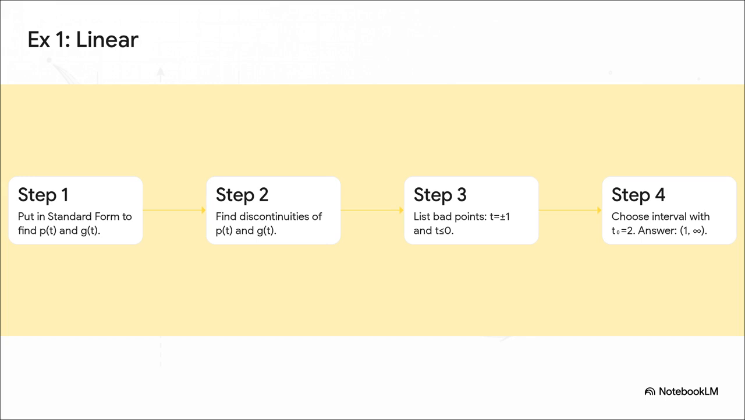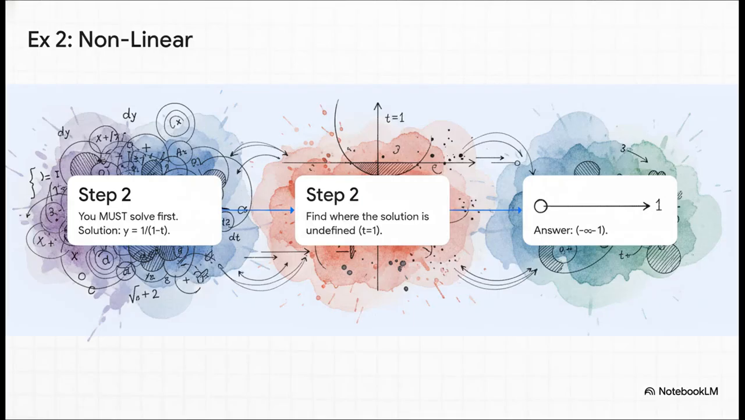Now for the final step, we find our initial condition, t0 equals 2, on a number line. The only continuous interval that contains our anchor point of 2 is everything from 1 to infinity. And that's it. That's our interval of validity. Done. All right, now for our nonlinear example, y prime equals y squared.